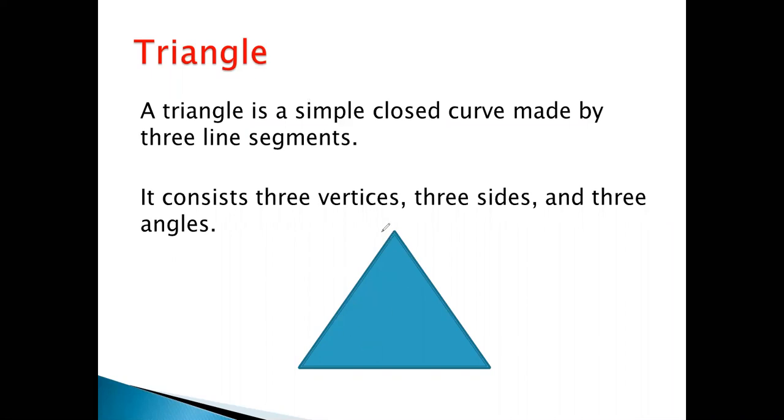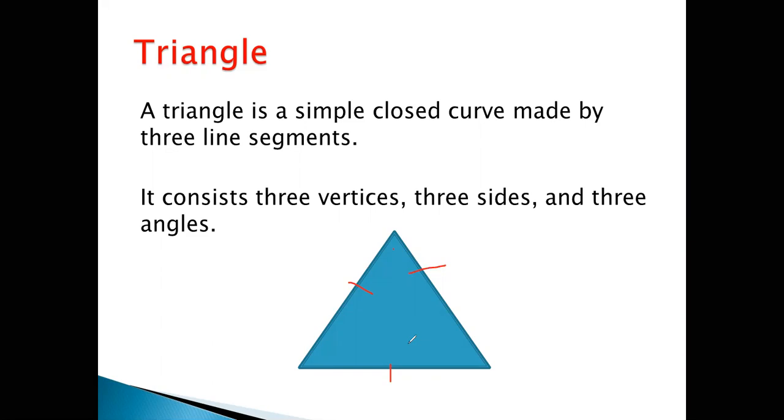Because look here, three line segments have joined together. This is the first line segment, this is the second line segment, and this is the third line segment, right? So here three line segments have joined and they make a closed surface. That means there is no gap between them, right? Between the three line segments there is no gap, all are in the closed surface. So it is called a simple closed curve made by three line segments, and it consists of three vertices, three sides, and three angles.